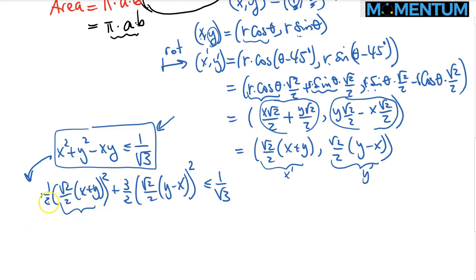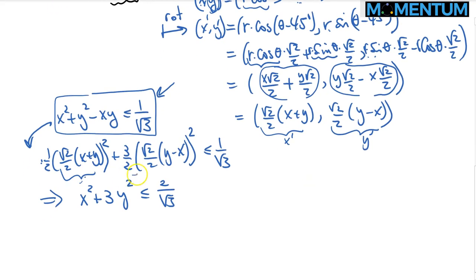Okay, good. So therefore, we can in fact multiply both sides of the inequality by 2 as well. So finally we would get, again, instead of writing x prime here, I'm just writing x. So therefore the rotated picture will look like x squared plus 3 times y squared less than or equal to 2 over root 3. Okay, now this is way better, because this is almost the standard form of an ellipse.